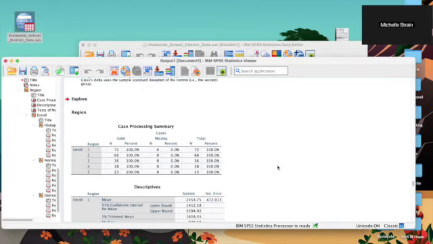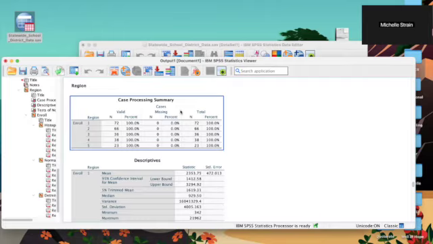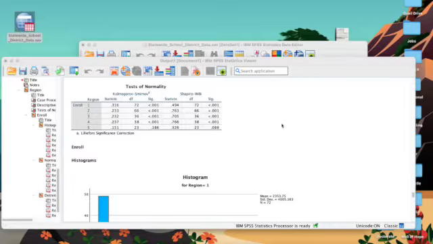So what we're looking at right now is our sample size first, our N value. So Region 1's sample size is 72. Region 5 is only 23, so it doesn't meet that barrier of 30 that we're looking for. But we are going to proceed in this test as if it does meet those qualifications. So now I'm going to look at the test of normality.